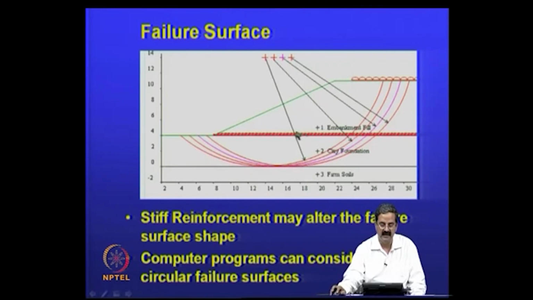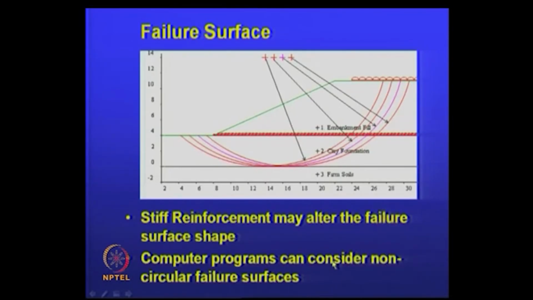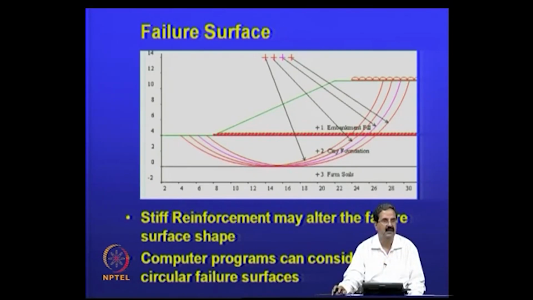Maybe initially it could be like this, and the factor of safety may be 1 or 1.1 or less than 1, but the moment you put it, it shifts the reinforcement, and then a higher resistance is mobilized. Fortunately, there are many programs available to consider both non-circular and circular failure surfaces, based on Bishop's method, Morgenstern-Price method and Fredlund method.